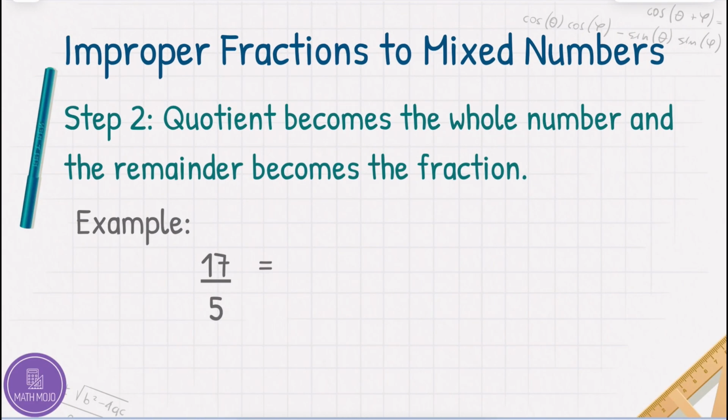Okay? And now step 2 says that we need to use the quotient, and that will become the whole number, and the remainder becomes the fraction. Based on our last calculations, our 3 was the quotient and 2 was our remainder. So based on step 2, the quotient becomes the whole number, so we have 3 right over here, and then the remainder becomes the fraction. So we would have 2 over 5, just like that. So now we have turned 17 over 5 into 3, which is our whole number, and then 2 over 5, which is our part fraction.